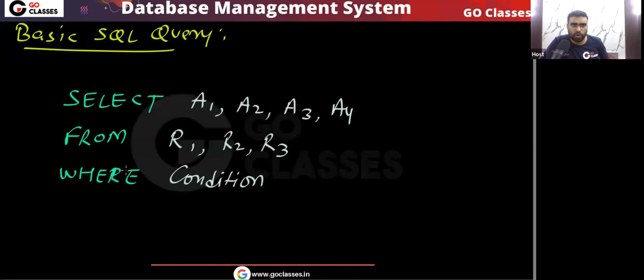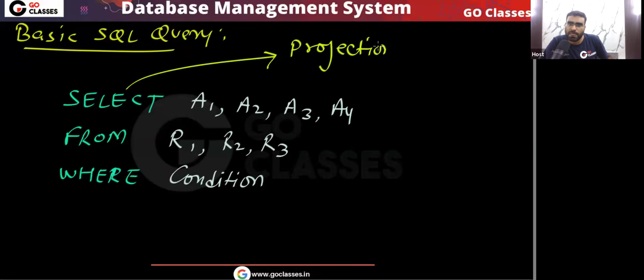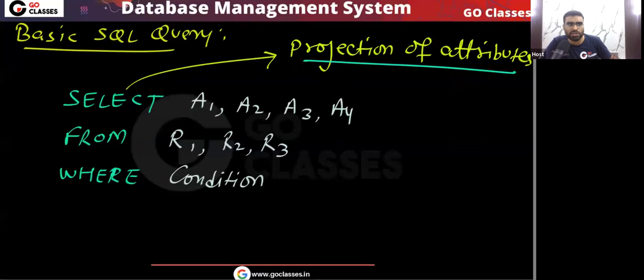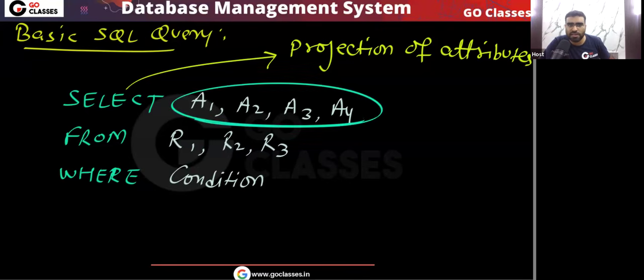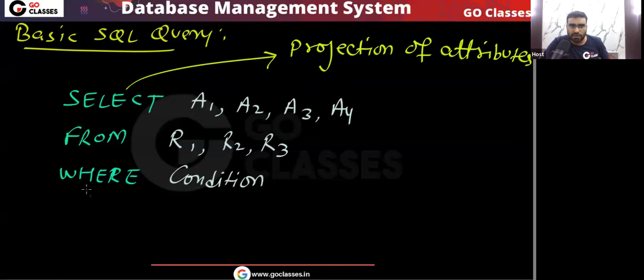And now a few more things. In SQL, this select keyword is used for projection of attributes, basically which attributes we finally want in the output. Do you remember that in relational algebra, select was used for selection of tuples? But remember, in the SQL query, the select keyword is used for projection of attributes, meaning which attributes you want in the output.